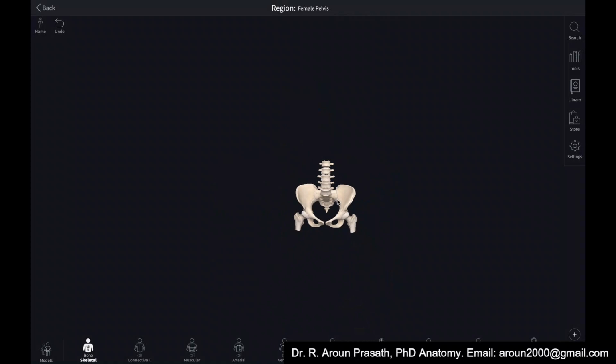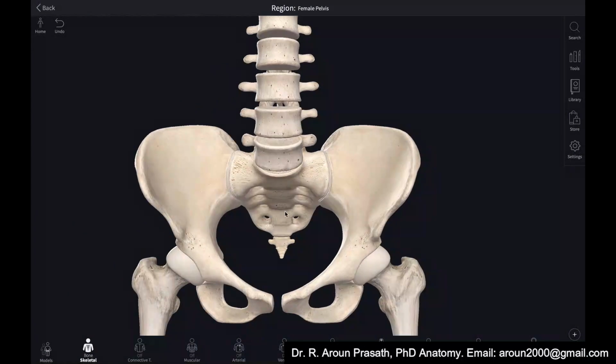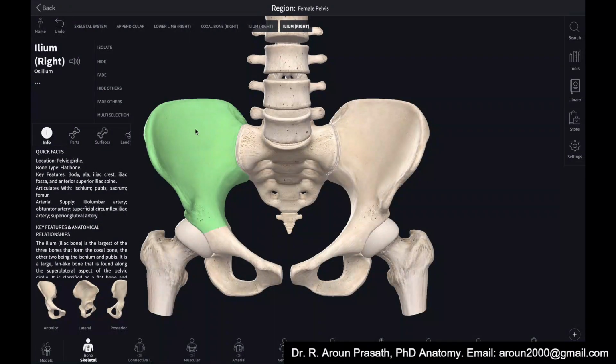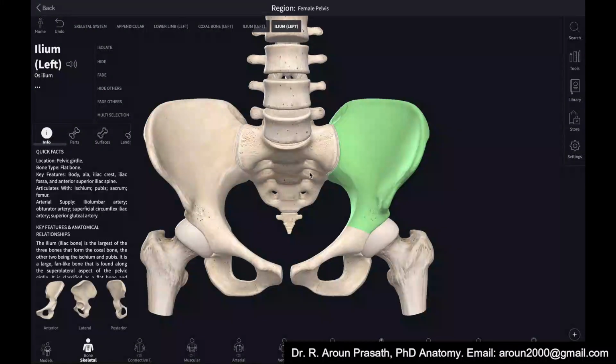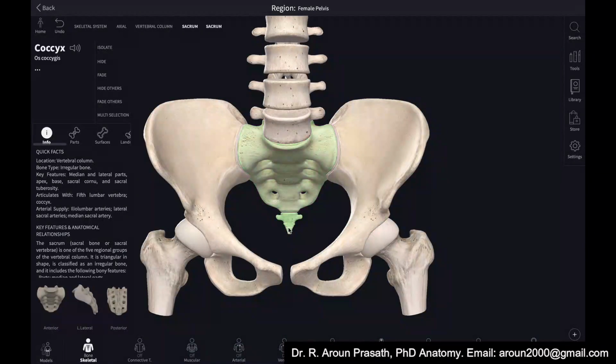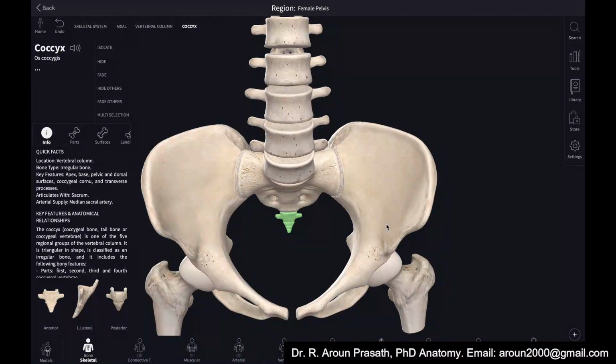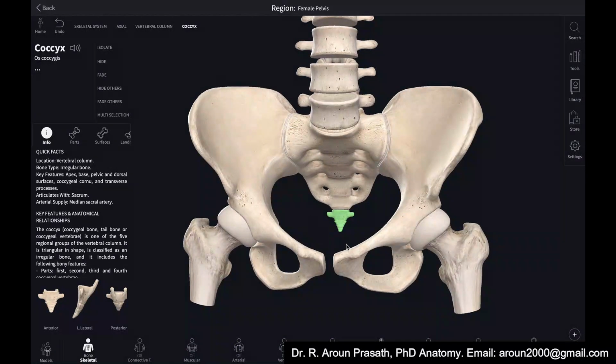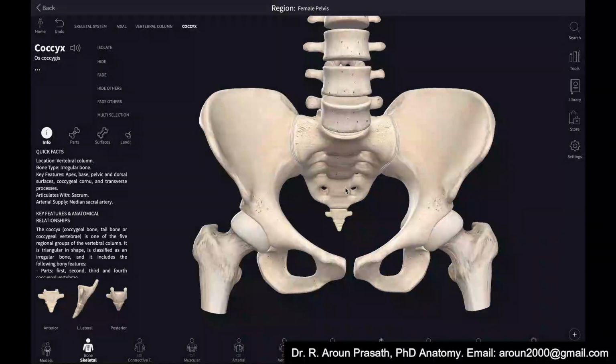Now if you look at the bones of this pelvic region, as I told you, this is the right hip bone, the right innominate bone, this is the left innominate bone, and the sacrum and this coccyx. These are the bones forming the pelvis. The pelvis is a cavity-like structure which holds vital organs like reproductive organs, digestive organs, and urinary organs like the bladder, uterus, vaginal cavity, and rectum.